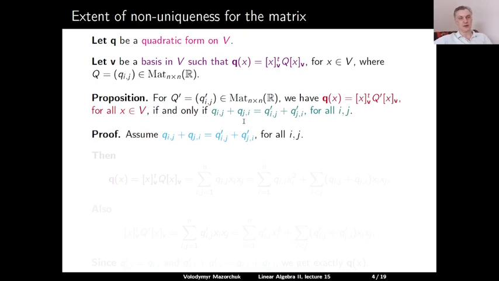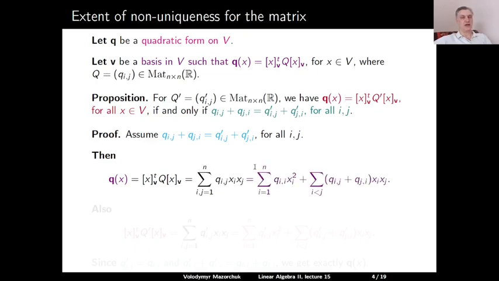Assume first that this equality holds for any i and j. Then the value of Q at the vector x can be computed as the product of x's coordinates in V transposed times the matrix Q times x's coordinates in V. So if we spell this out, we get a sum over all i and j, q_ij times x_i times x_j.